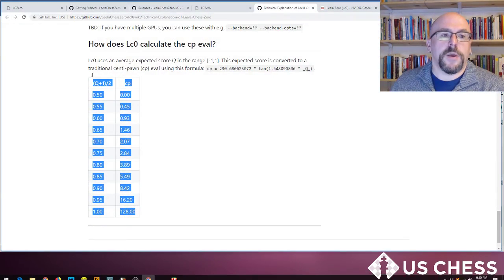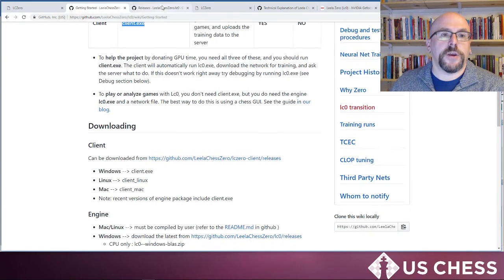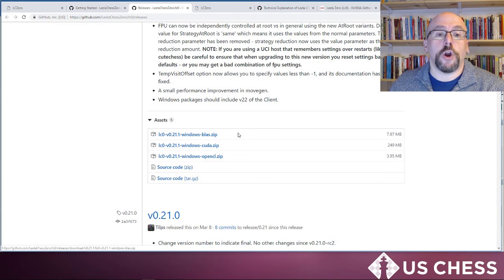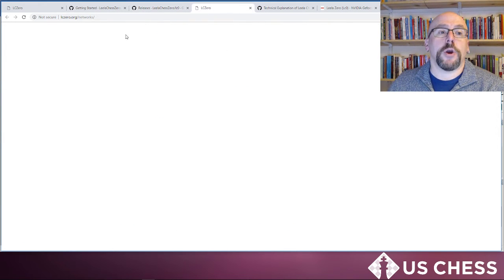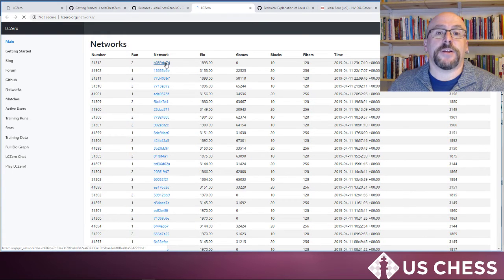In particular, make sure that you download the right version for your hardware. Again, the NVIDIA card, if you happen to have one, definitely download the CUDA version. AMD or Intel video cards, the OpenCL version is probably best. If you have to use it on a CPU, use the BLAS version. You also have to download a network, so please do make sure you download that and include that in the file where you have unzipped everything else.